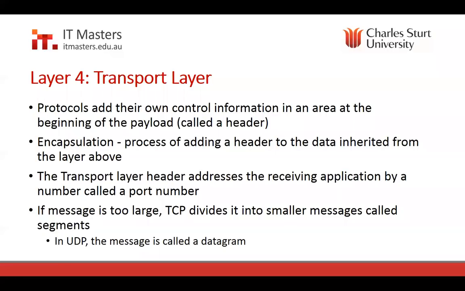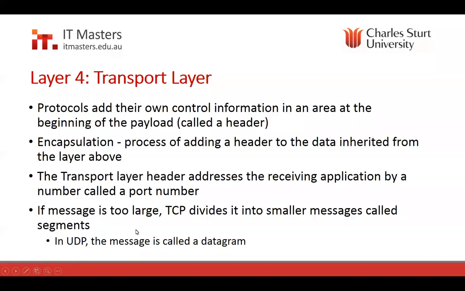And sending it down to layer 3. The transport layer header addresses the receiving application by a number called a port number. So you will have heard people talk about port numbers, hopefully. If we think about port numbers related to networking, we can think of port 80 as the web port, port 25 is SMTP, so that's the mail protocol. 110 is POP, so that's mail client. There are various other ports, and I think there's a couple of slides about those as well, which we'll talk a little bit more about then.